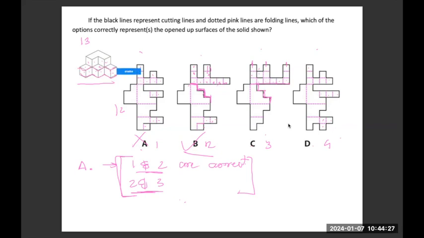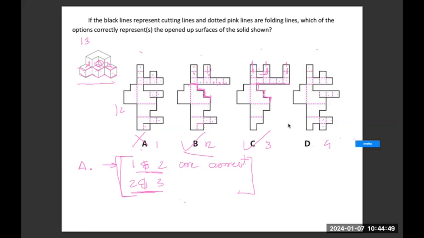Once it's done, now I just have to look at this combination of L, this combination of three and this L combination. This combination of three is happening here. These two L's come here, one L here and one L here. So C is also correct.